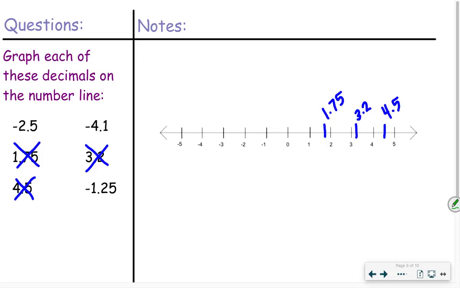All right, our three negatives. Negative 2.5 is in between negative 2 and negative 3. Negative 4.1 is just a little bit beyond the negative 4. And negative 1.25 is to the left of negative 1. So those are where the negatives would go. If it's a negative number and a little bit more, it goes between the negative of that number and one number smaller.